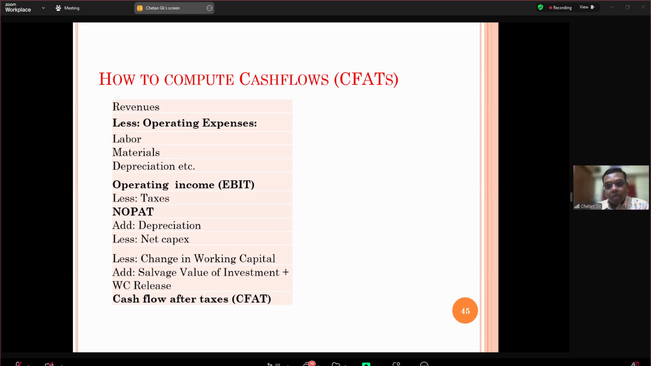Once the life of the project is over, it is believed that the working capital you have invested at T0 will come back to you. That is not operational expenses. Working capital release means you can think of it this way.